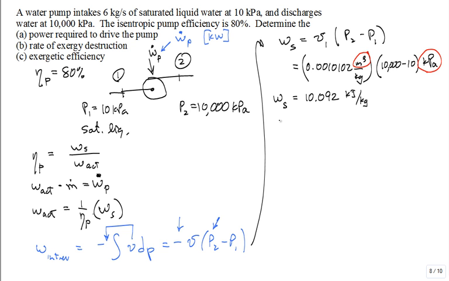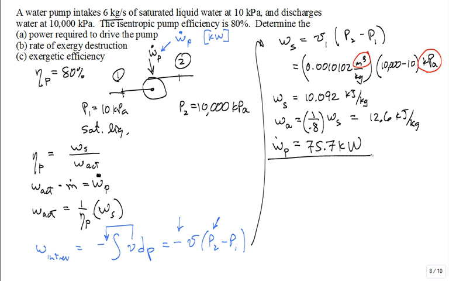So if you wanted to, you could find the specific work actual. That's 1 over the 80% isentropic efficiency times Ws, and we calculate it to be right at 12.6 kilojoules per kilogram. It takes more work because we have irreversibilities to achieve the same pressure increase for the pump. All right, so the power of the pump, that's this specific work times the mass flow rate of 6 kilograms per second, comes in at 75.7 kilowatts. And I hope I left myself enough room to answer part B now.